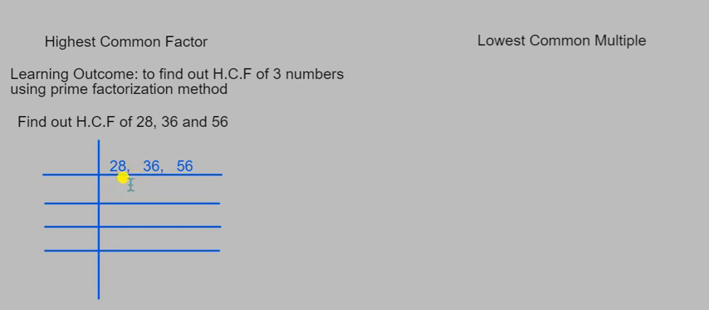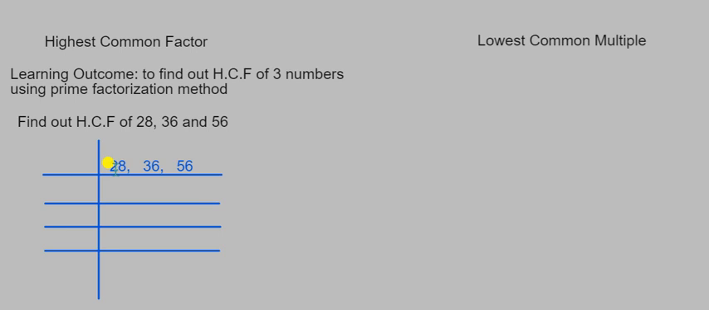But we will not choose 1 because 1 will not help us to find out our answer. And honestly speaking, if we choose 1, we will keep on doing the working for the whole day and we will be unable to reach our answer. So skip the digit 1 and begin with 2.